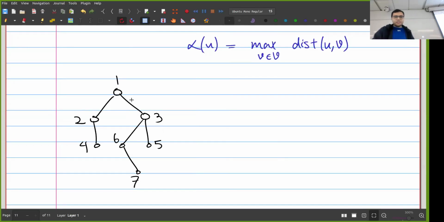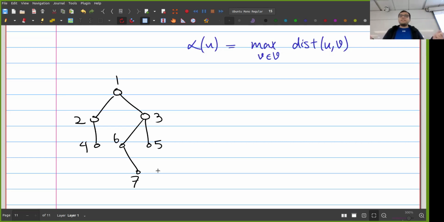So basically, what is the farthest vertex from 1? It's probably 7. From 2, it's also 7. From 3, it's 4, right? From 4, it's 7. From 5, the farthest vertex is 4. From 6, it's also 4. From 7, it's also 4. So what are we observing here? Remember, the diameter was from 4 to 7. But it seems that the farthest vertex from any vertex is one of the 2 endpoints of my diameter.